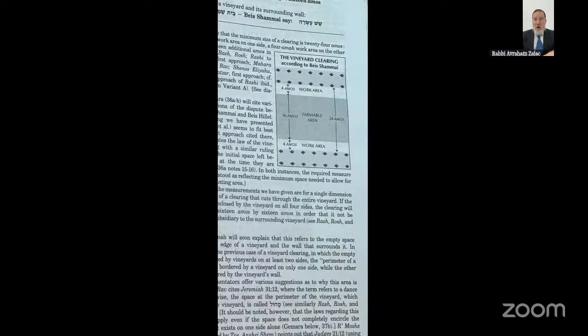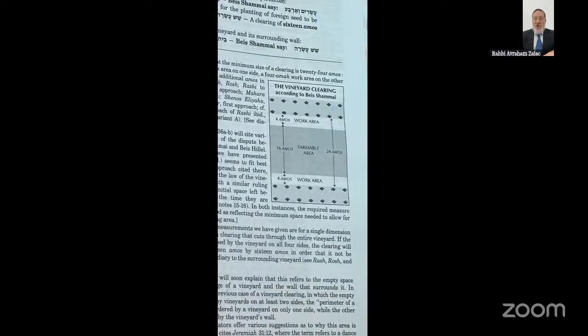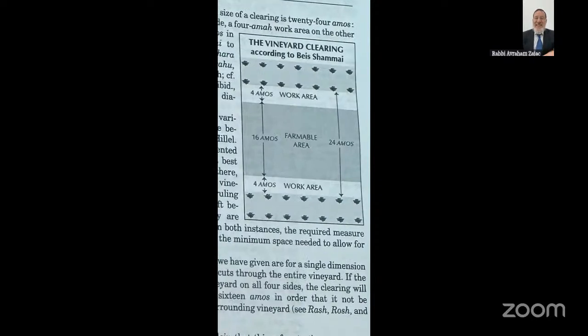separating the right side and the left side of the kerem has to have at least esrim ve'arba amos, 24 amos. Now, how do we get to 24 amos? Given here, if you can please put up the picture according to Beis Shammai, and whoever's using an ArtScroll, it's the picture to the right. So the picture, first of all, is depicting a gap in the middle of a vineyard.